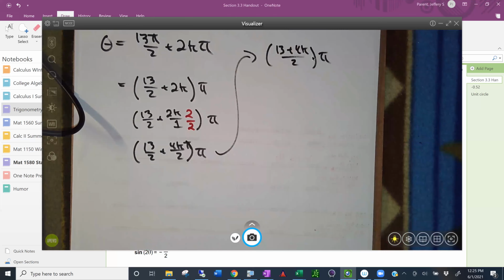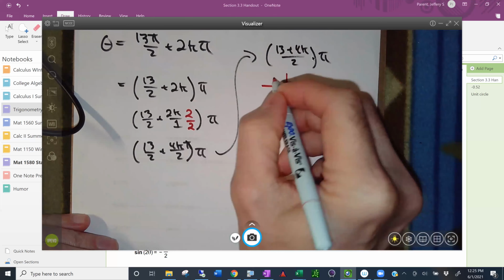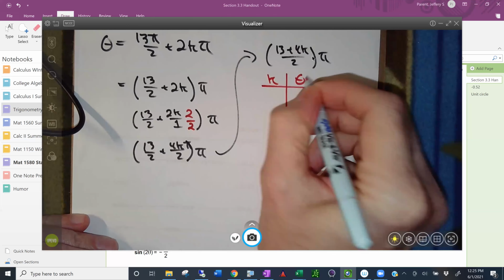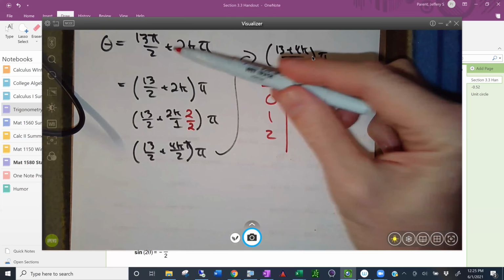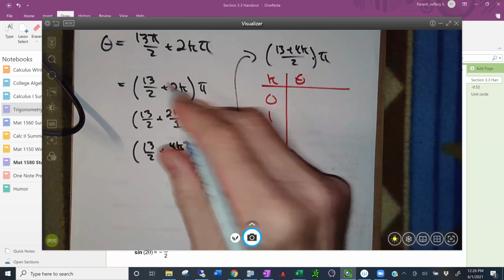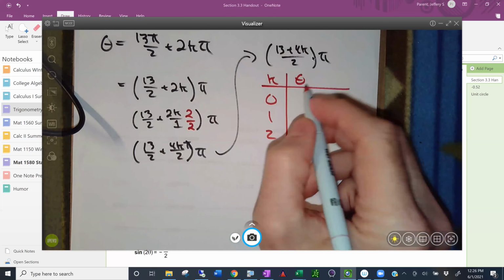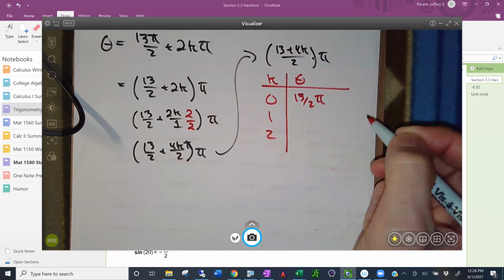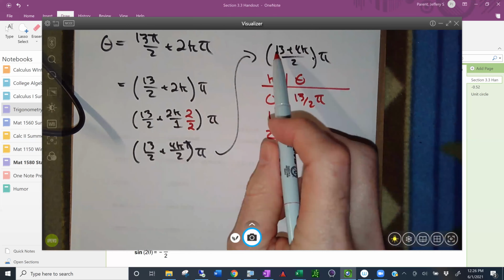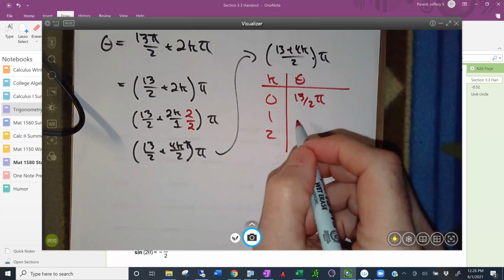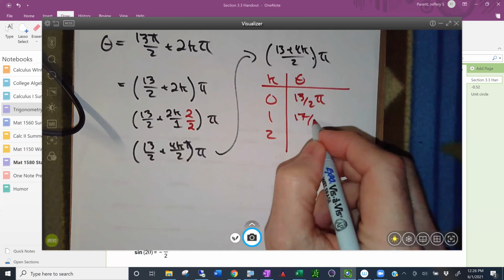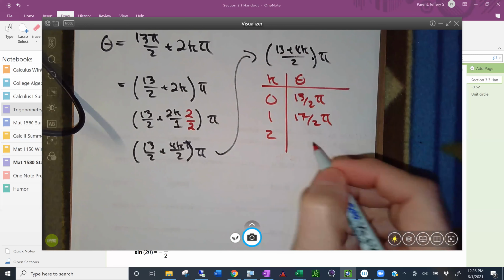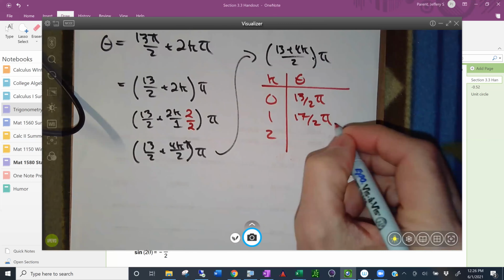And kind of like the last one, I can now set up a table and find as many answers as I need. I'll plug in values of k, get out values of theta. So let's do 0, 1, and 2. At 0, you just get 13 over 2 times pi. How about at 1? What are you going to get there? 13 plus 4 is 17, so 17 over 2 pi, or 17 pi over 2.